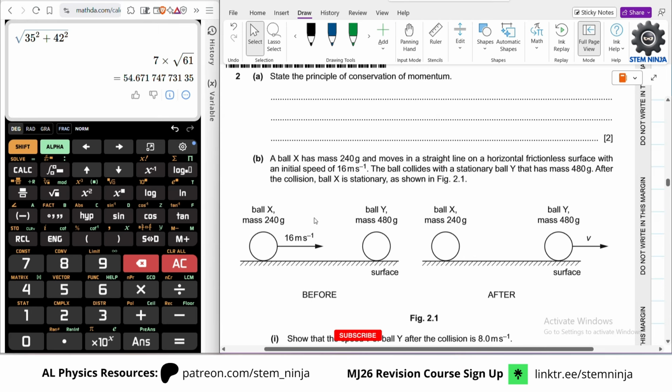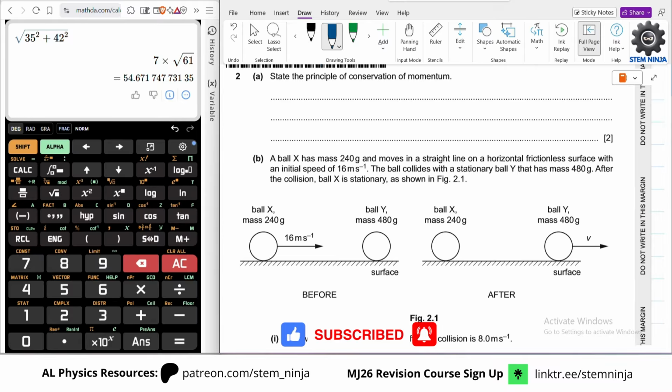Question number 2. State the principle of conservation of momentum. Now, this is also a very frequently examined question. So remember, there's an important assumption in this. It's that there are no external forces, or the system of bodies is an isolated system.